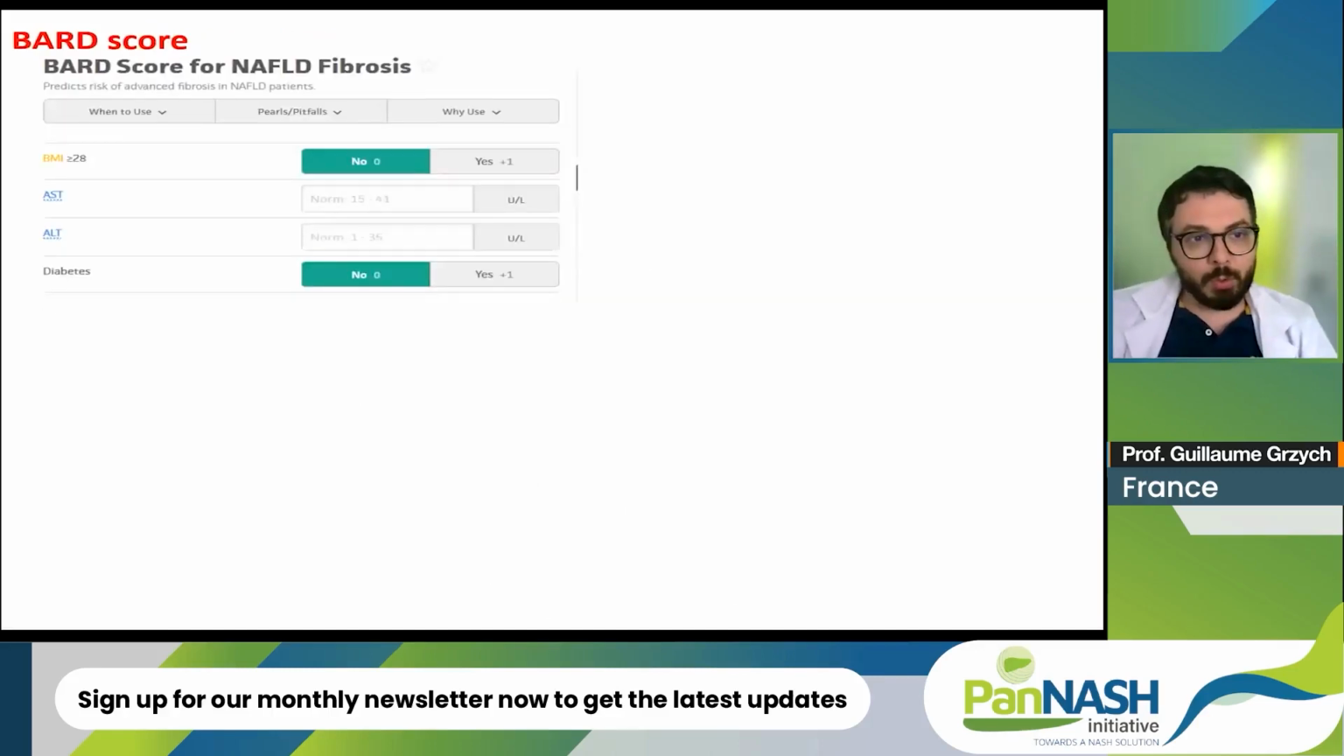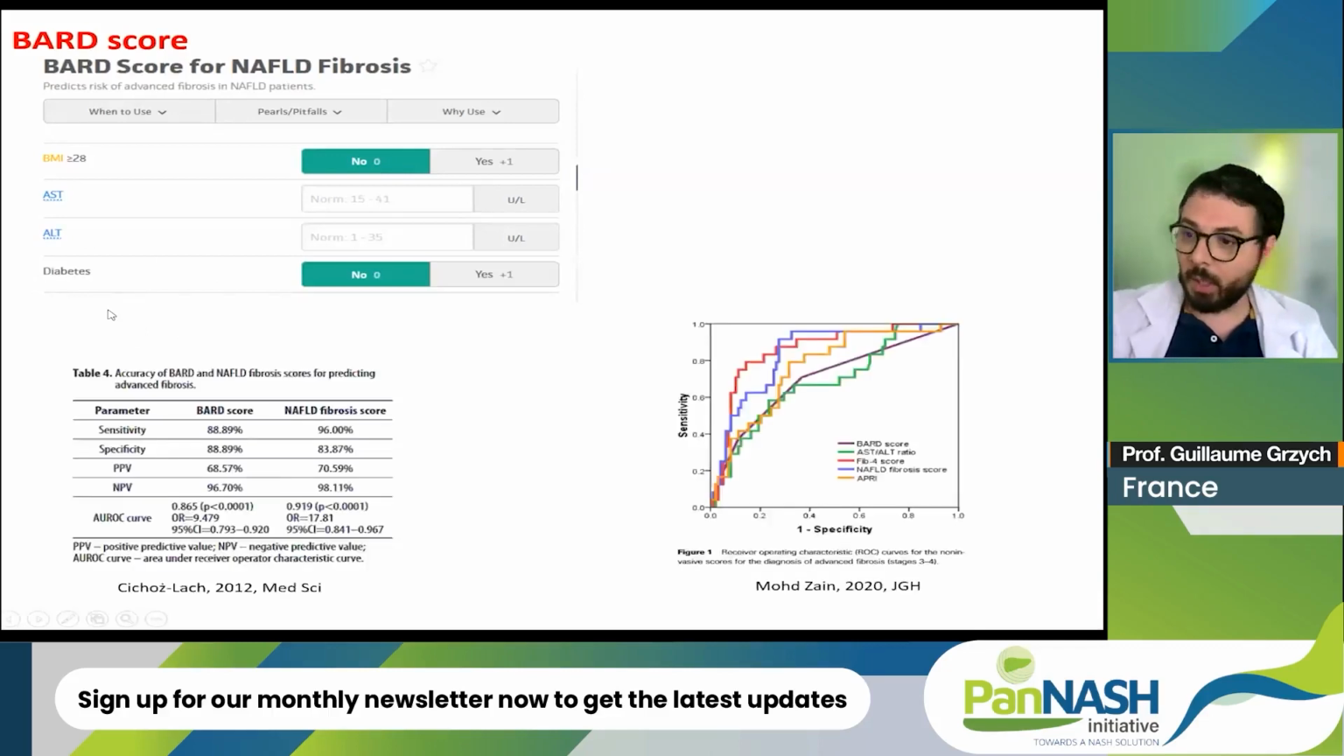There is also another score in the literature called the BARD score, which could predict the risk of advanced fibrosis in NAFLD patients. It uses BMI, transaminase, and diabetes in this algorithm, and it shows less performance than the other scores. As you see here, this is a paper with a high level of performance. It would be great to have maybe more patients, but in this paper you could see the BARD score is a historical score. It's less performant than FIB-4 or the NAFLD fibrosis score.